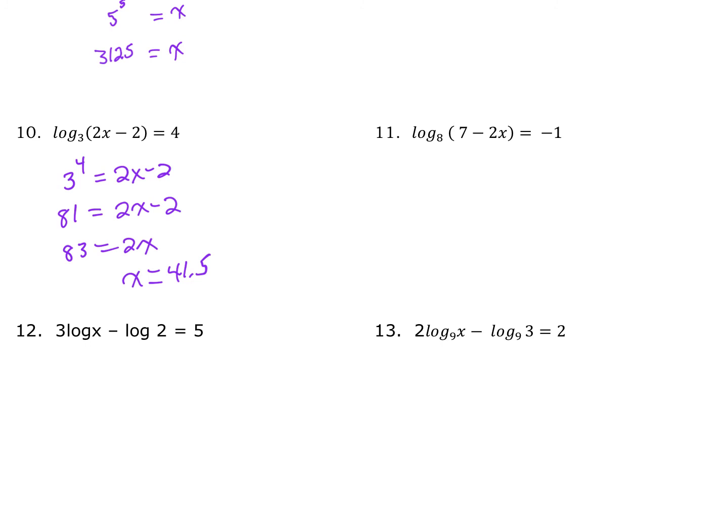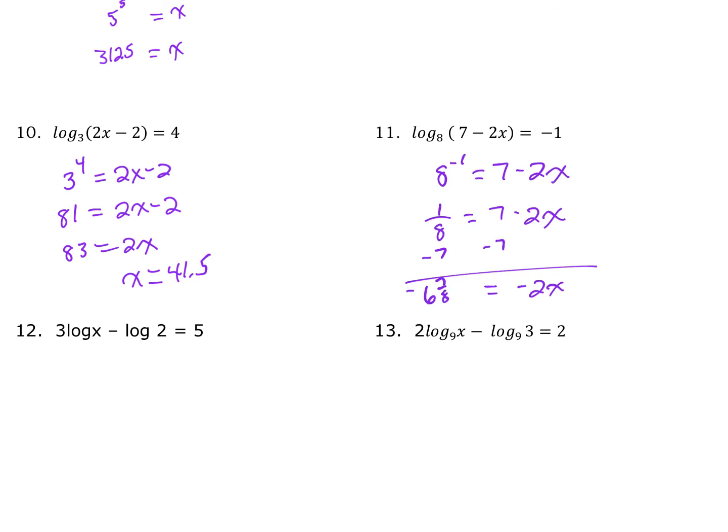For number 11, 8 to the negative 1 is equal to 7 minus 2x. So this means that 1/8 is equal to 7 minus 2x. So we've got to subtract 7, and I know that confuses quite a few people. If we have 7 and we take 1/8 away from that, we're going to have 6 7/8, but it's going to be negative.